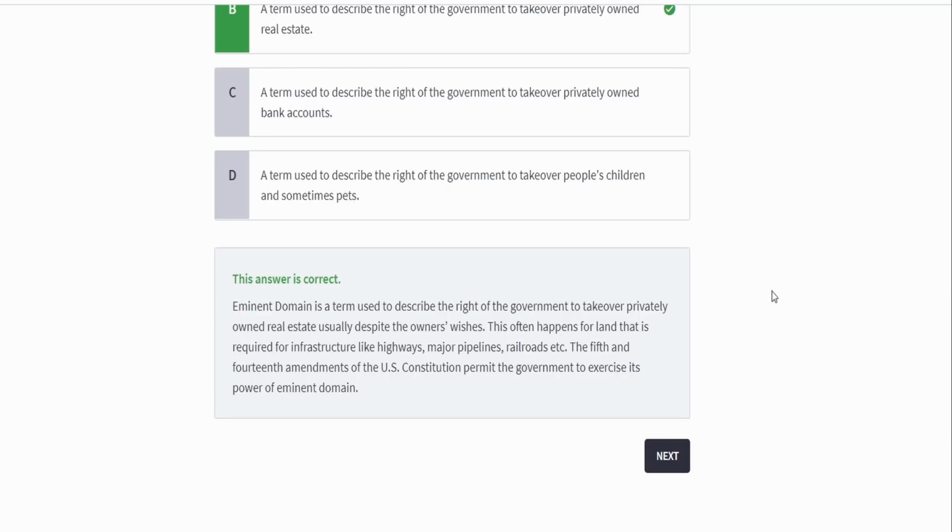So, this often happens for land that is required for infrastructure. Think things like highways, pipelines, railroads, things like that. Now, the Fifth and the 14th Amendments of the U.S. Constitution permit the government to exercise its power of eminent domain. That's a little bonus snippet. They usually don't ask specifically about which amendments, but that is kind of important to know. So again, eminent domain is just the term to describe the right of the government to take over privately owned real estate. And again, it's usually despite the owner's wishes.